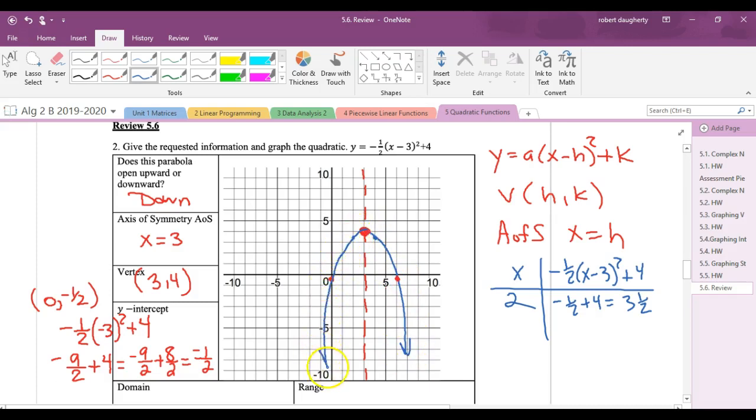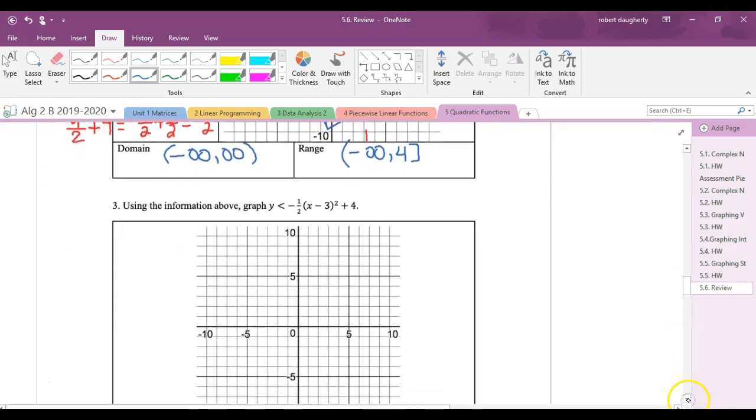Okay. What is the domain of this function? Don't miss this because every domain on these parabolas is negative infinity to infinity. The range of this guy is negative infinity up to the highest y value I see there, which is 4. Okay, and then we can move on.